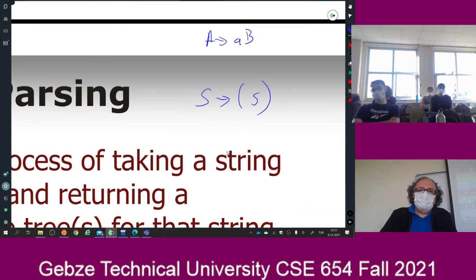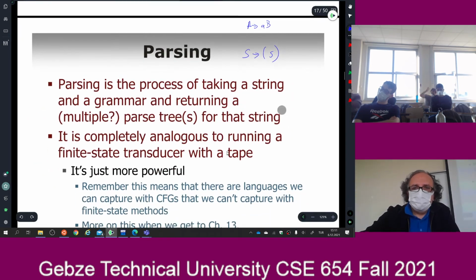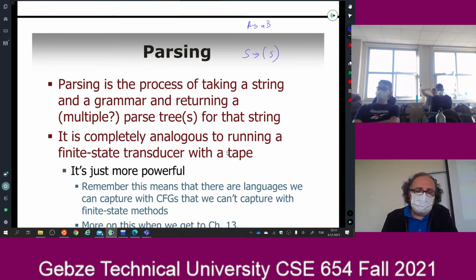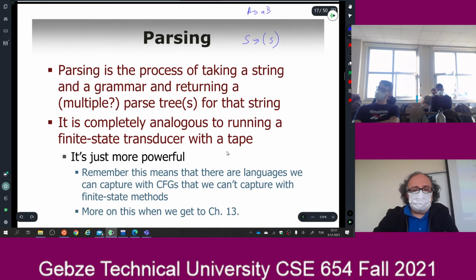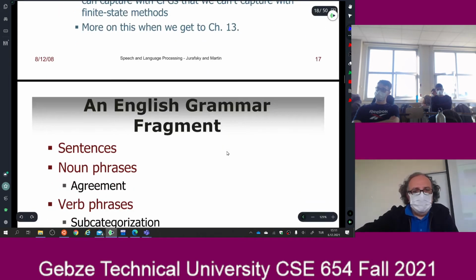So balancing parentheses using a finite state transducer is not possible. You cannot balance it. But with this one, it is possible with the context-free grammar. So context-free grammars are more powerful than the regular expressions or the finite state transducer. But with the power comes the problem of algorithms, because our algorithms for the context-free grammars will be more complicated.